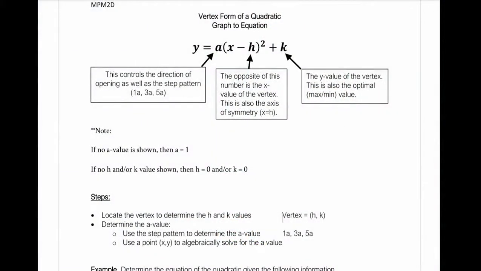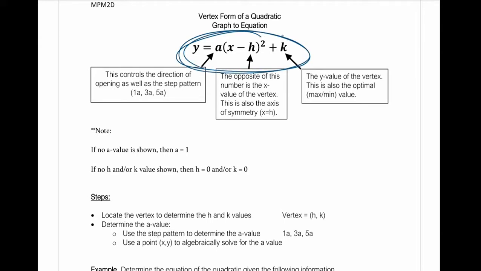In today's note, we are going to continue to look at the vertex form of a quadratic. However, now we're going to look at going from a graph to an equation. And we're also going to look at examples where we go from a scenario or a contextual problem to an equation. So just as a review, this is our general form of our vertex form.